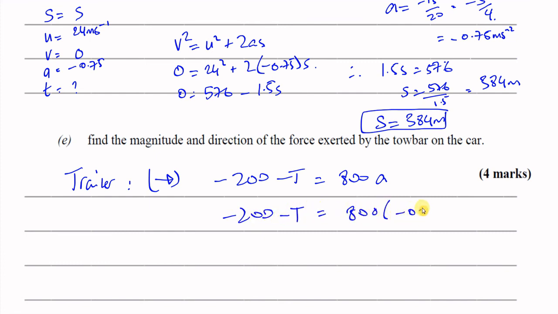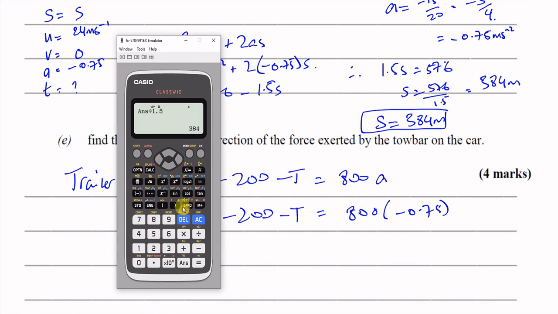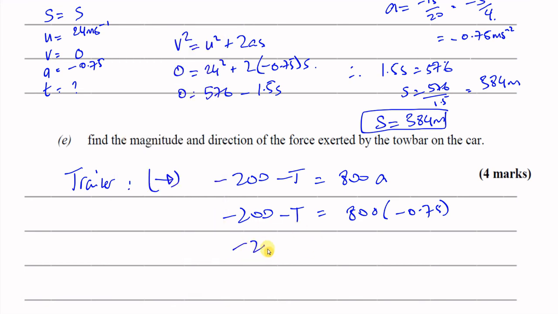So we're going to have 800 multiplied by negative 0.75. That gives you minus 600. So you have minus 200 minus T equals minus 600. So you'll have minus 200 plus 600 equals T. So T is going to be equal to 400 newtons.